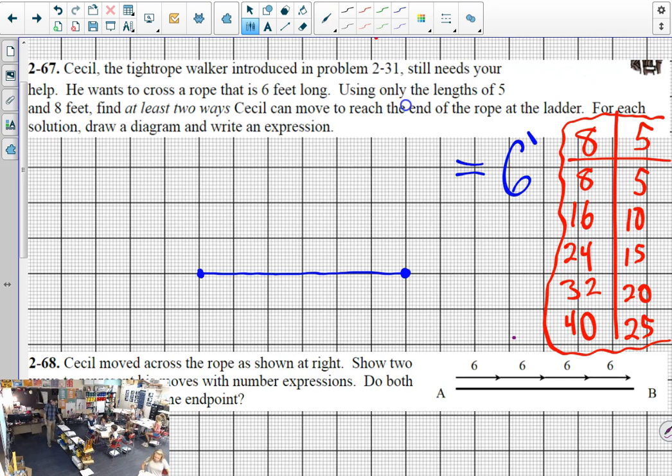Delaney. Same group, but Delaney has your group figured out a way for Cecil to get from his start to his end. How did you do it? I did 5 times 8, 40. So did you do 8 moves of 5 or 5 moves of 8? 5 moves. All right, so we'll say 5 moves of a distance of 8, and below that I'm going to notate, I know that's 40.